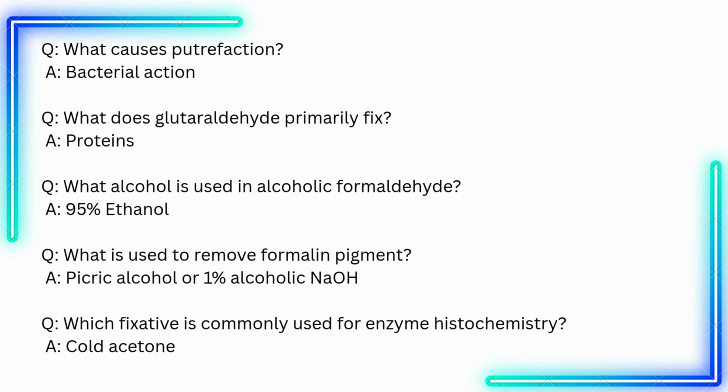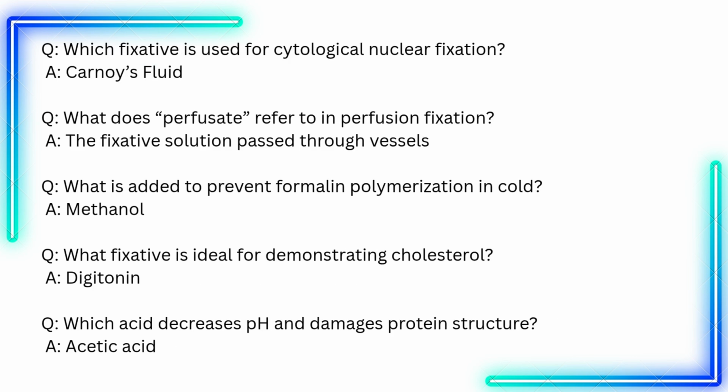Which fixative is commonly used for enzyme histochemistry? We use cold acetone. And which fixative is used for cytological nuclear fixation? We use Carnoy's fluid. And what does the perfusate refer to in a perfusion fixation? The fixative solution passed through the vessels is called perfusate. And what is added to prevent formalin polymerization in cold? We can add methanol in order to prevent formalin polymerization in cold.